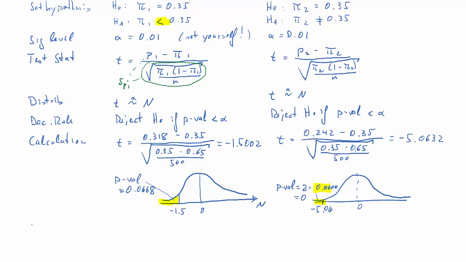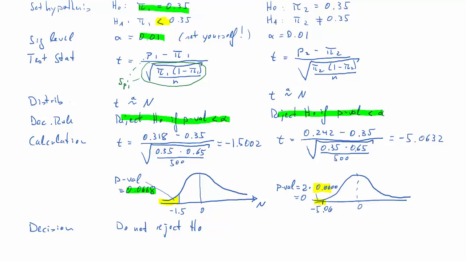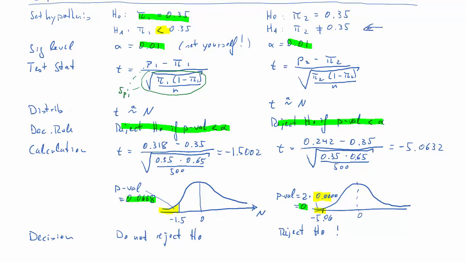Now that is sufficient information to go back to our decision rule and make a decision. The decision rule was reject H0 if the p-value is smaller than alpha. On the left hand side for the domestic cars, the p-value isn't smaller than alpha of 0.01. That's the one we set ourselves, so we cannot reject H0, and the hypothesis that pi1 is 35% is okay. However, for the imported cars, the p-value of basically 0 is clearly smaller than 0.01, so we reject H0. So we come to the conclusion that pi2 is not equal to 0.35.